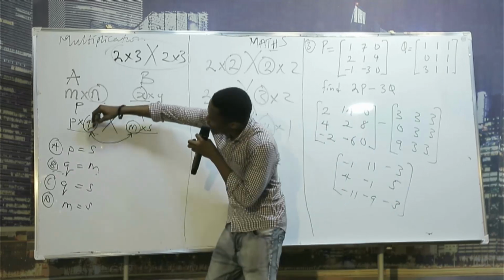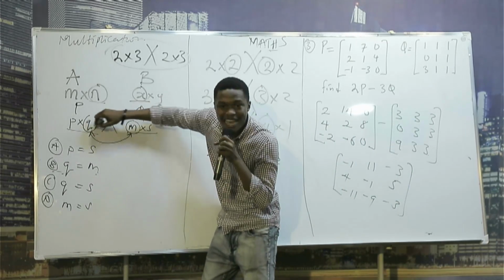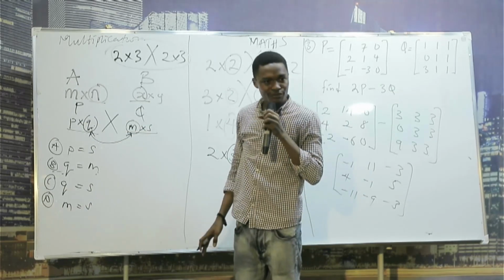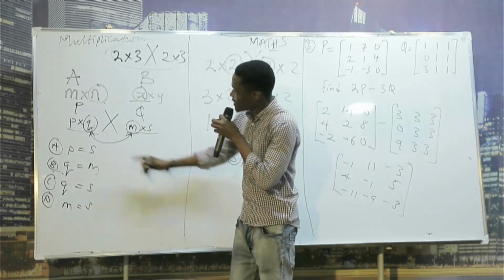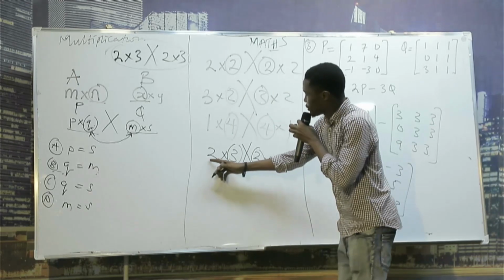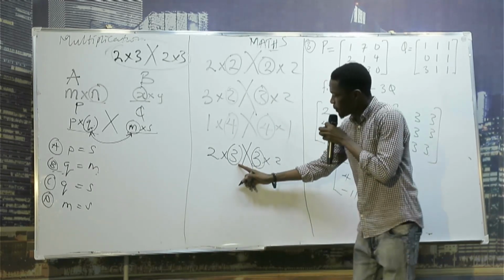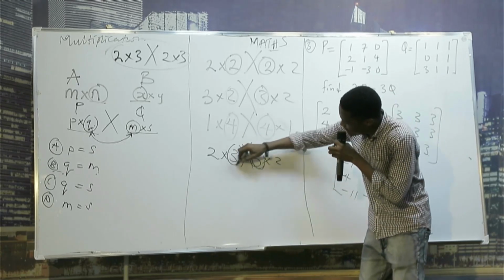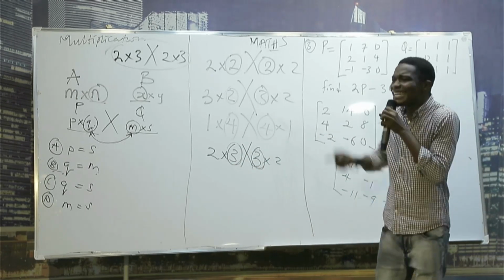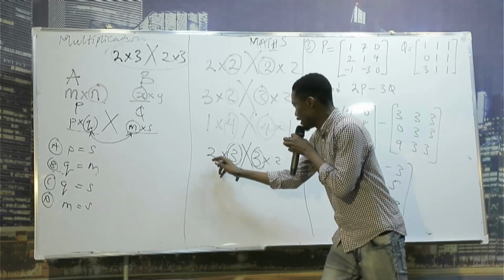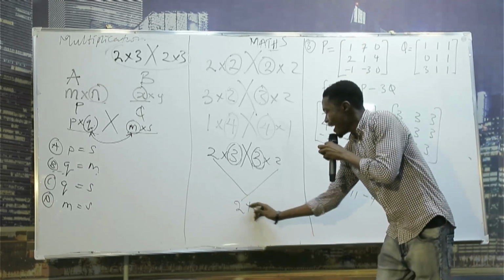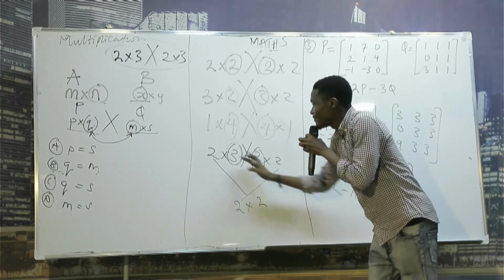Class, once you have circled whether it is possible, the only thing remaining is the order of the answer. So class, if I have 2 by 3, can I multiply it with a 3 by 2? Why? Because this 3 and this 3 are equal. The order of the result is a 2 by 2. How did I get it? What is left after circling?